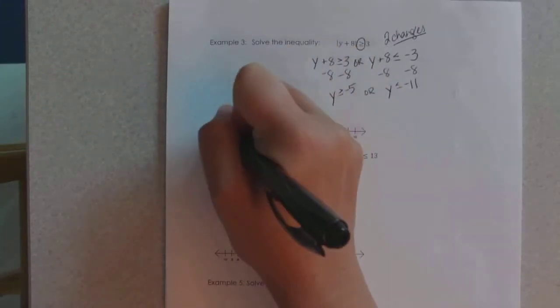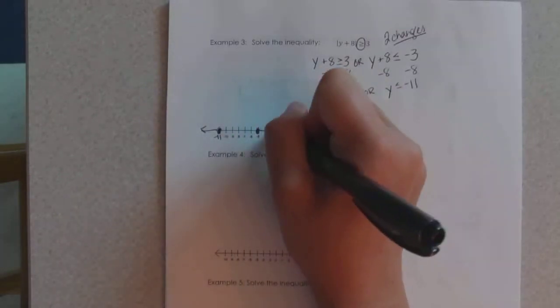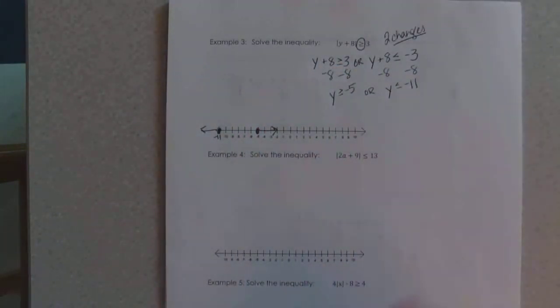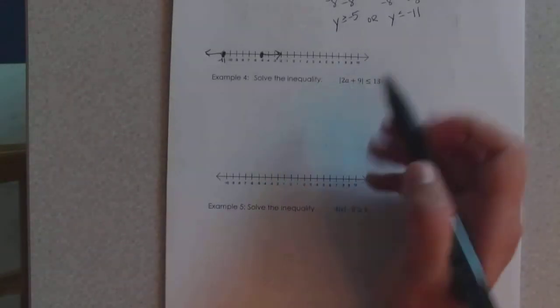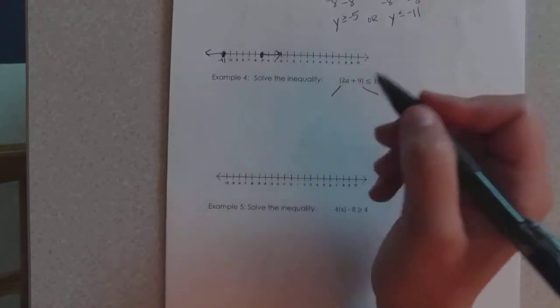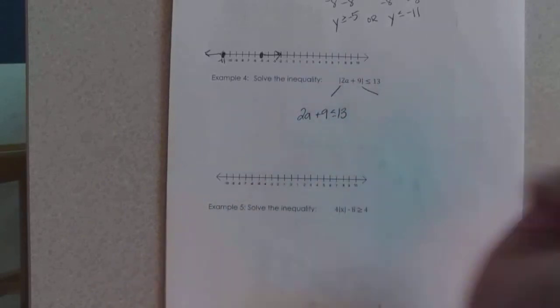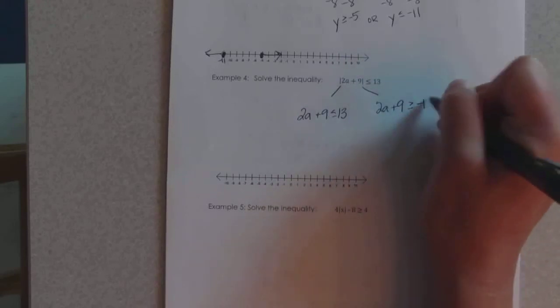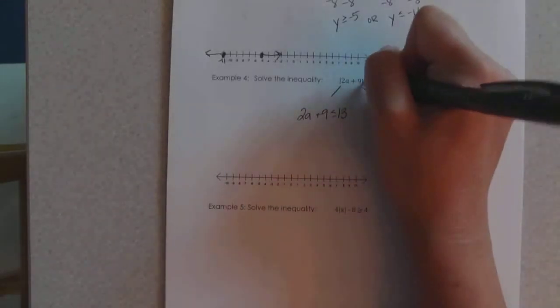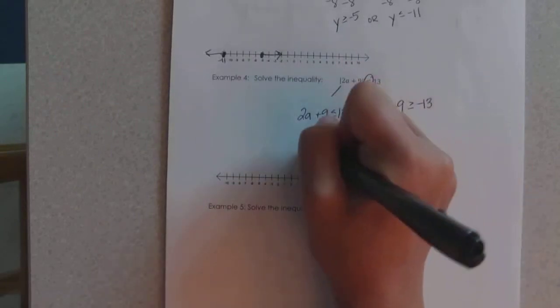So we've got a closed dot at -5 and -11, and we are shading away from each other. Okay? All right, example 4. Same thing here. I need to get rid of the bars. So I drop them and I make my two inequalities. 2a plus 9 less than or equal to 13 stays the same. 2a plus 9 greater than or equal to -13. Now this right here is less than or equal to, so this is going to be an and inequality. Well, let's solve.